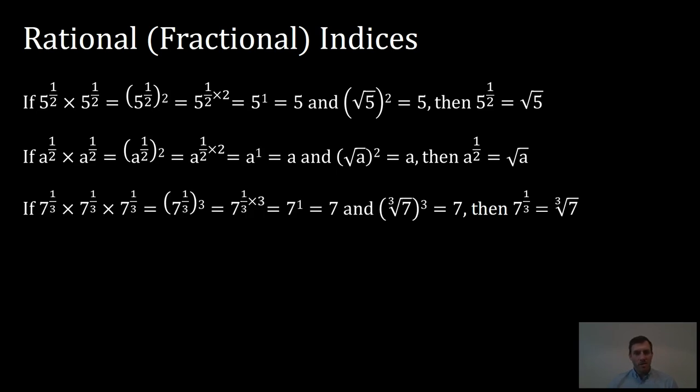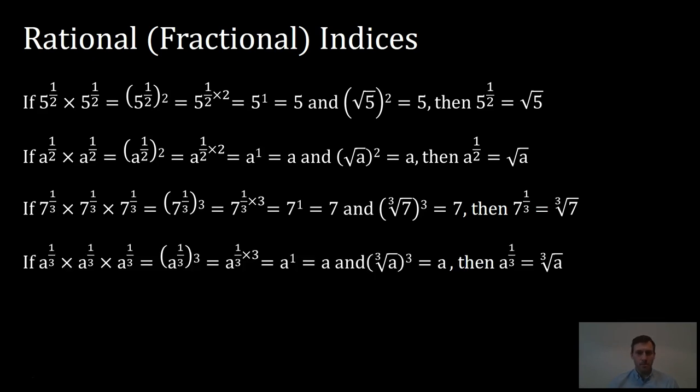We have 7 to the power of a third multiplied by 7 to the power of a third multiplied by 7 to the power of a third equals 7 to the power of a third cubed. Using the index law power to another power, we retain the base and multiply the powers, we get 7 to the power of 1, which equals 7. We know that the cube root of 7 cubed is 7. Therefore, we infer that 7 to the power of a third equals the cube root of 7. Again, the same principle can be applied to any base. Here I've made it a. From this, we can say that a to the power of 1 on n is equal to the nth root of a.